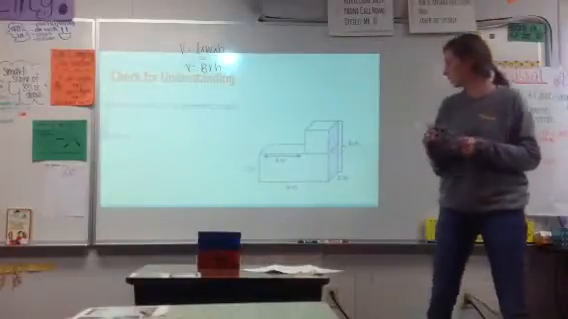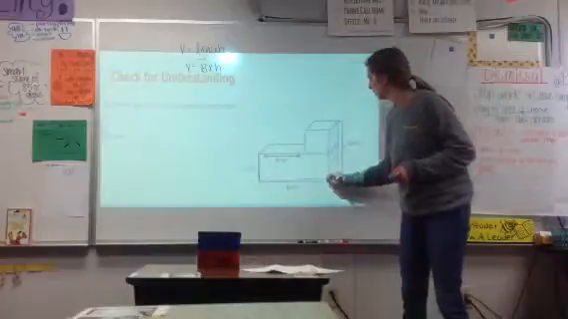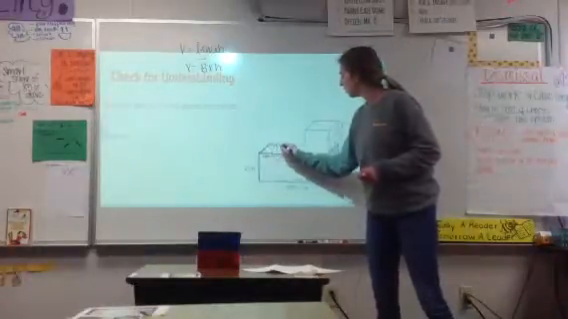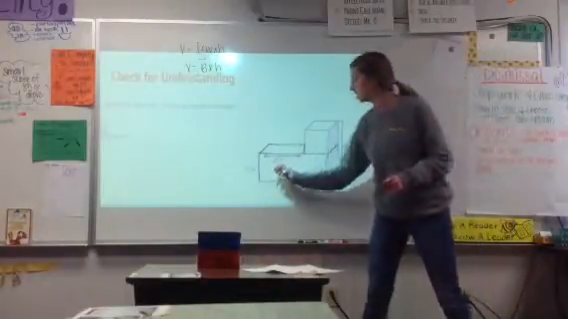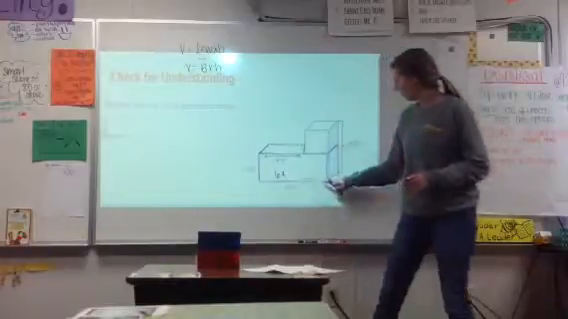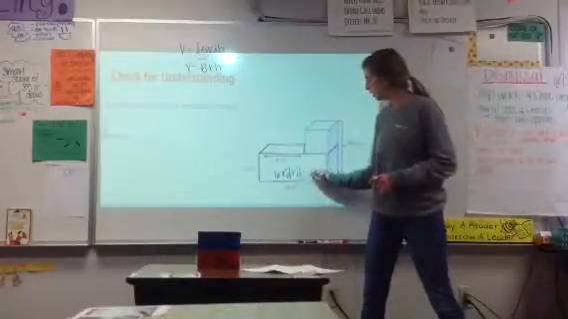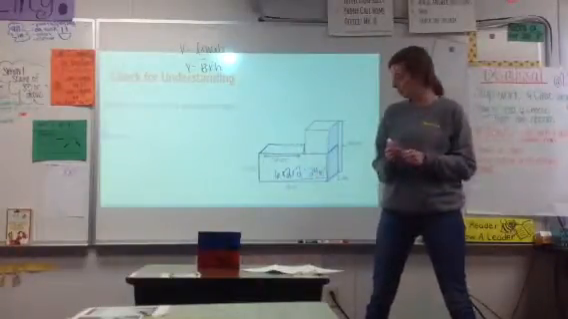Okay, let's check your work here. So if I'm looking at this bottom rectangle, I see that the length of this rectangle is 6, the width of it is 2, and the height is 2, giving me 24 meters cubed for this bottom rectangle.